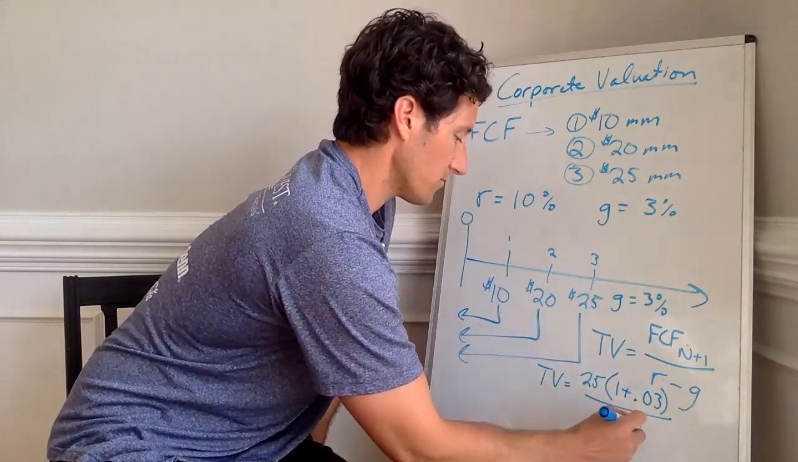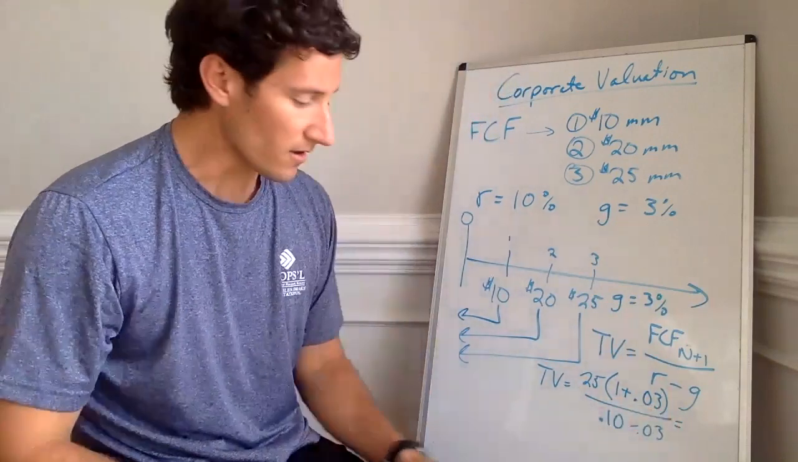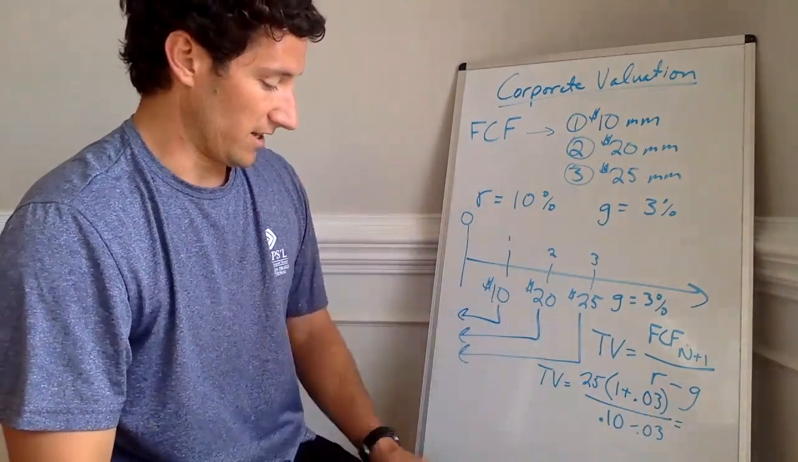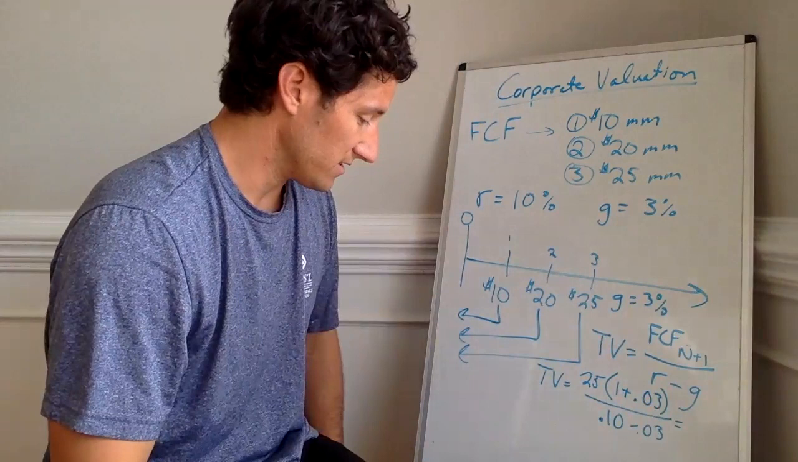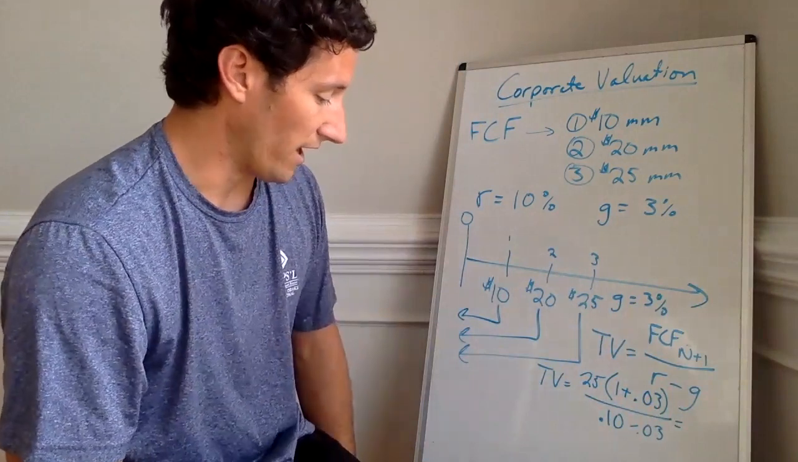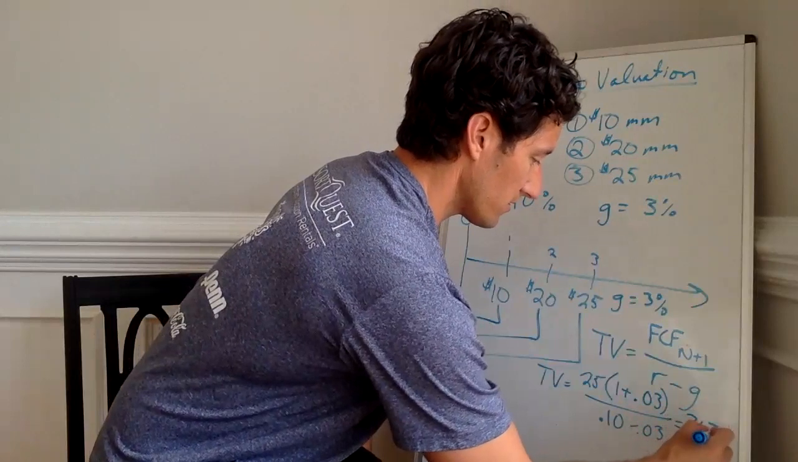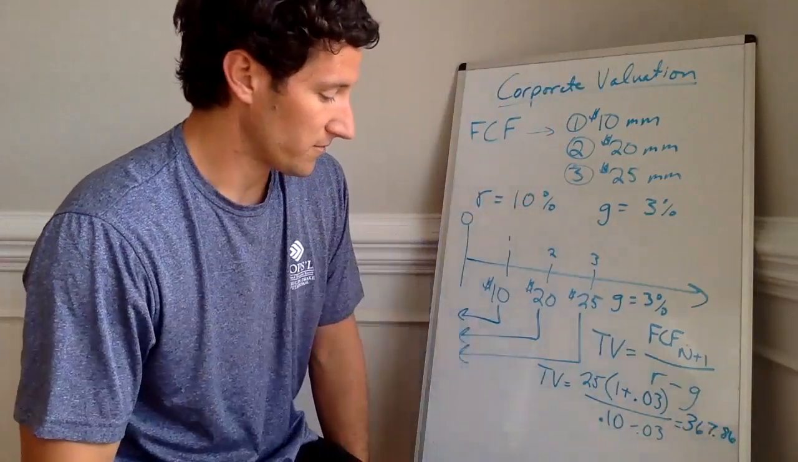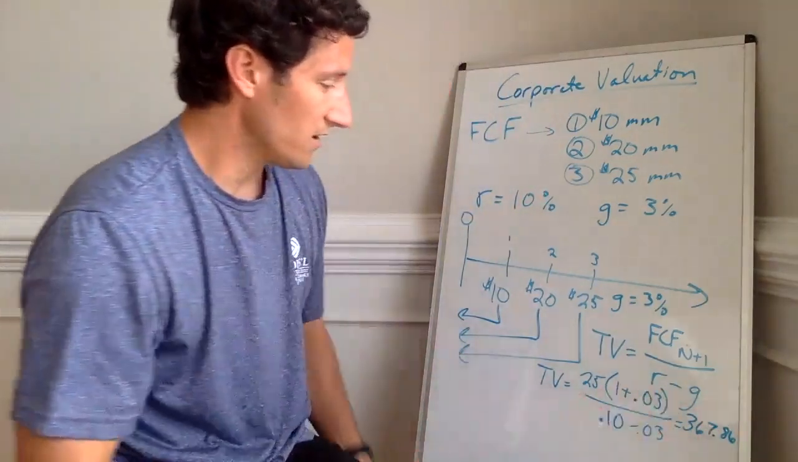Okay, now, once you plug that in and solve, you're going to get a really big number. I got 367.8571 million, give or take, rounding a little bit. So these are all in millions.